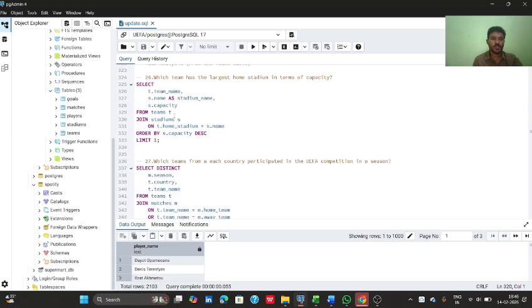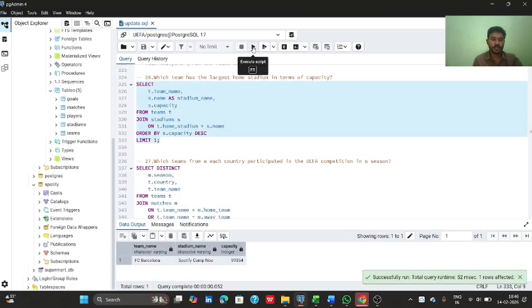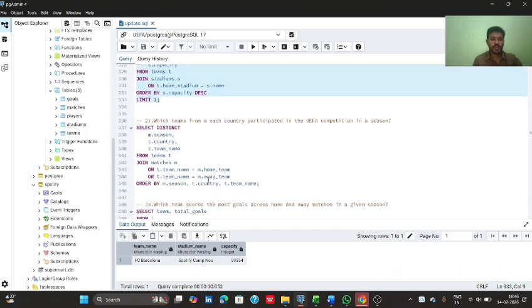Next one is the team analysis. Which team has the largest home stadium capacity? It will be showing the stadium name and capacity and also the team name.